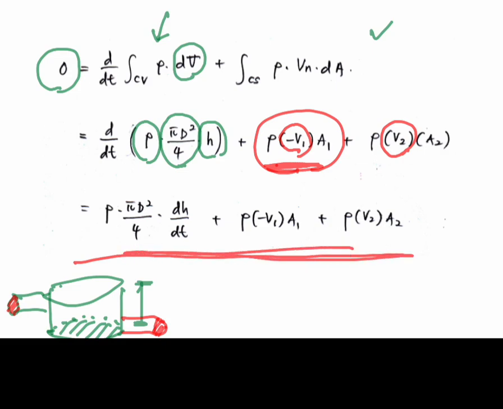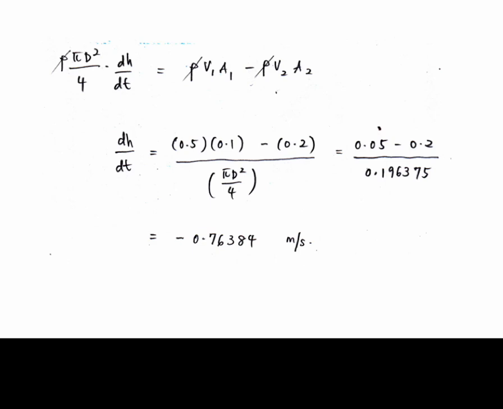Then we can solve it, because in this question we need to calculate dH dt. If we solve this equation, we find that dH dt is equal to negative 0.7634 meter per second. The negative sign means the water level is going down. According to this situation, the flow rate at the outlet is bigger compared to the flow rate at the inlet. That's why the water in the tank decreases.